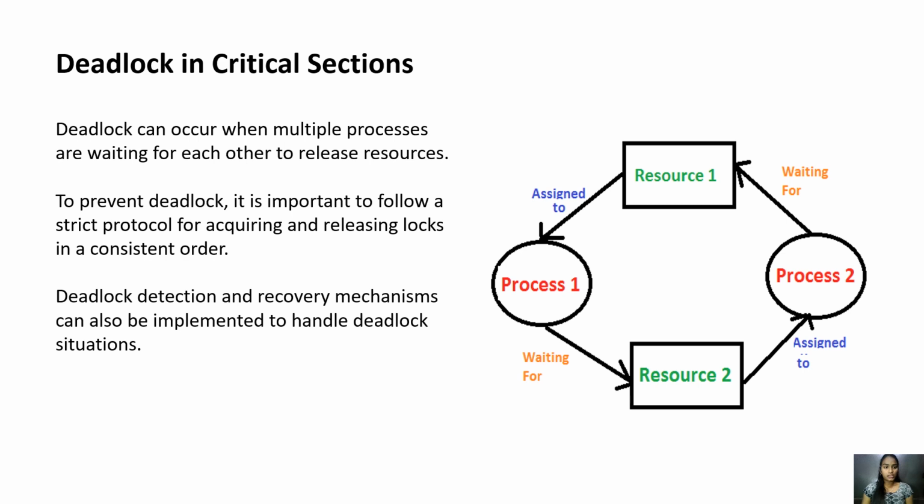Deadlock in critical sections. Deadlock can occur when multiple processes are waiting for each other to release resources. To prevent deadlock, it is important to follow a strict protocol for acquiring and releasing locks in a consistent order. Deadlock detection and recovery mechanisms can also be implemented to handle deadlock situations.